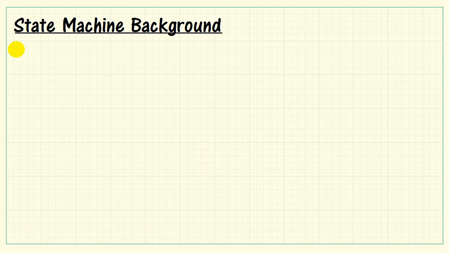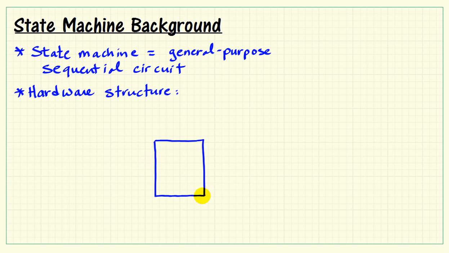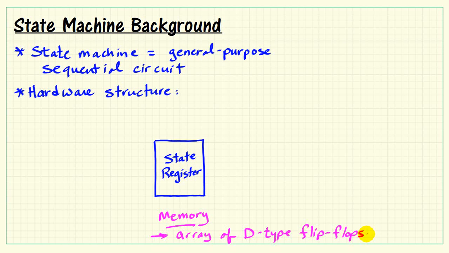Here's a quick refresher on state machines. A state machine is a general-purpose sequential circuit. Its hardware structure consists of three elements. The first is a memory device called the state register. This is a multi-bit memory normally composed of an array of D-type flip-flops. The particular pattern of ones and zeros inside the state register maintains the actual state of the machine.